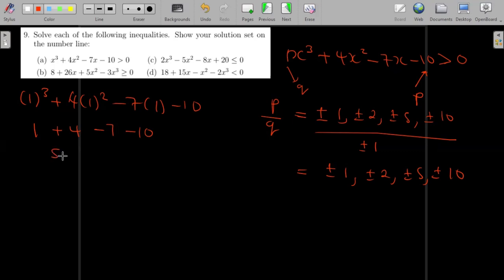And here we just get 5 minus 17, that is negative 12. Negative 12 is not equal to 0. So this one is not a root of this polynomial.